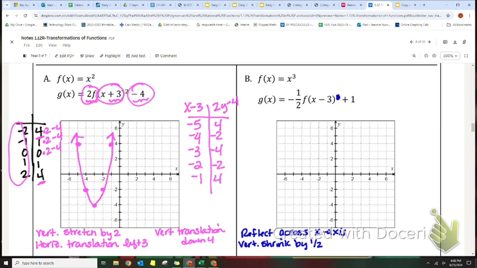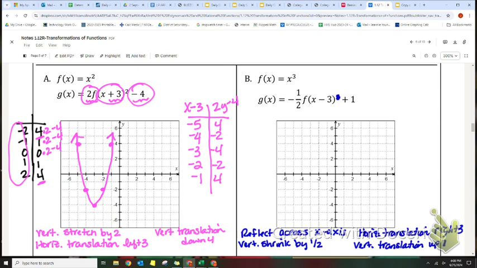The 3 is inside with x, so it's horizontal. It's being added or subtracted, so it's a translation. Horizontal translations go left to right. It's a minus 3, so we're going to go to the right 3. And then the plus 1 is not inside with x, so it's vertical. It's being added or subtracted, so it's a translation. It's a plus 1, so we're going up 1.